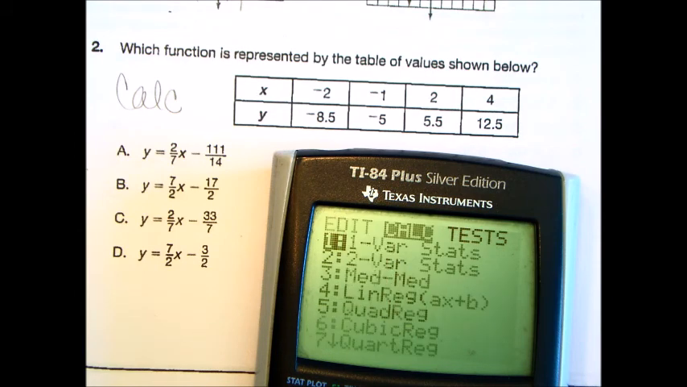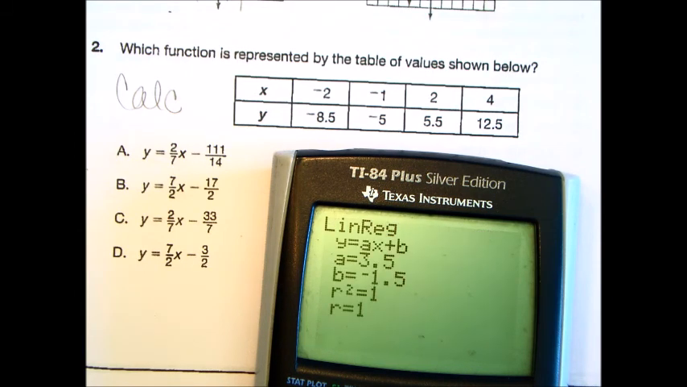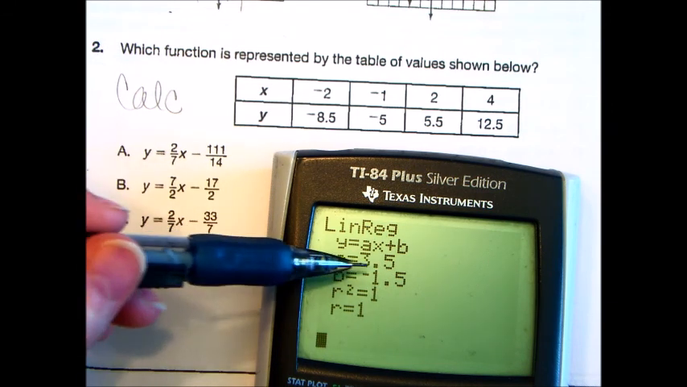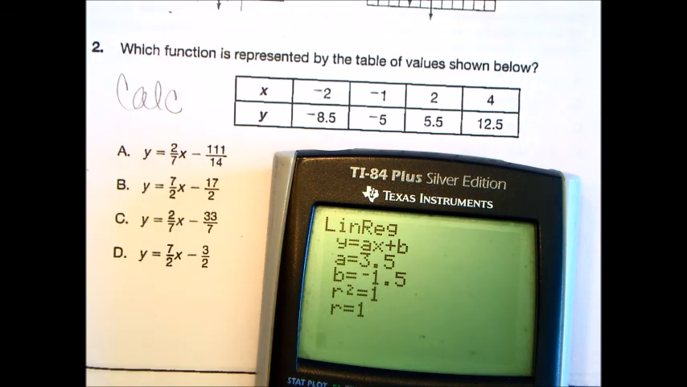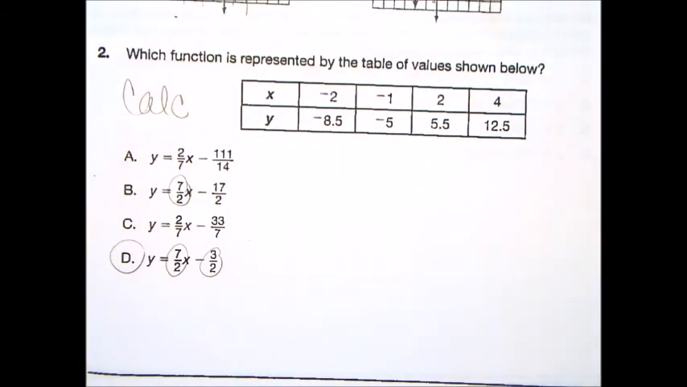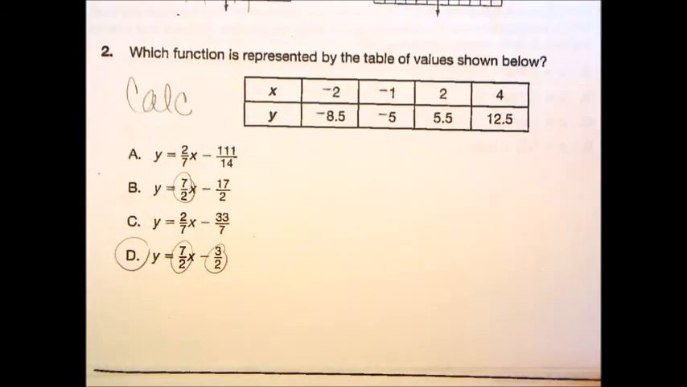Hit stat, over to calc, number 4, enter, and there's your equation. So you had to find the one that has a negative 3 or a positive 3.5 and a negative 1.5. So positive 3.5 is either B or D, and the negative 1.5 means it has to be D. You could always just take these x's and see which one it plugs into.